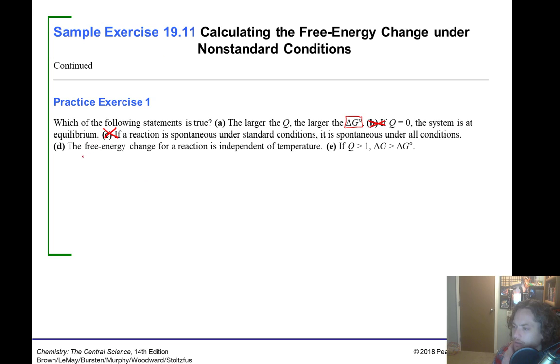And then part D says the free energy change for a reaction is independent of temperature. Well, that's just not true, right? We had delta G is equal to delta H minus T delta S. I mean, temperature's right there, so that one's gone.